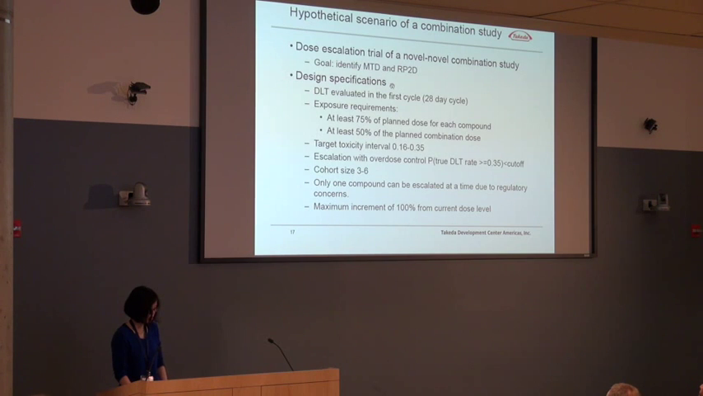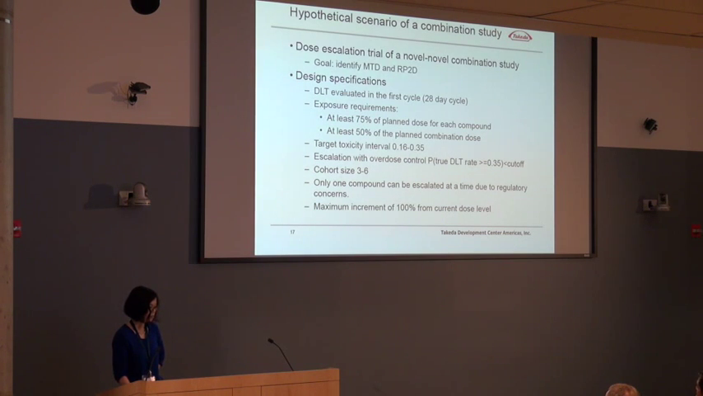A hypothetical study could be that you evaluate DLTs in the first cycle, and then you have some exposure requirements for the different drugs, because they have to take at least a certain amount to be valuable. And the toxicity interval can be a little bit more relaxed compared to single agent. A single agent is 0.16 to 0.33. And also you can use the escalation with overdose control.